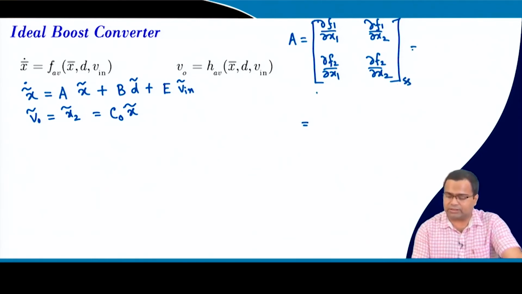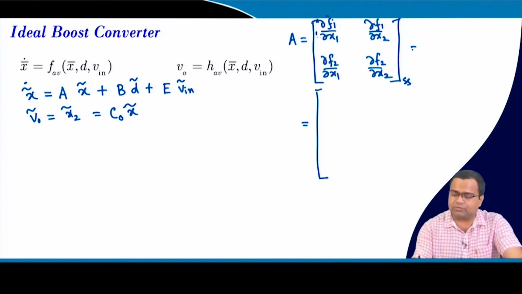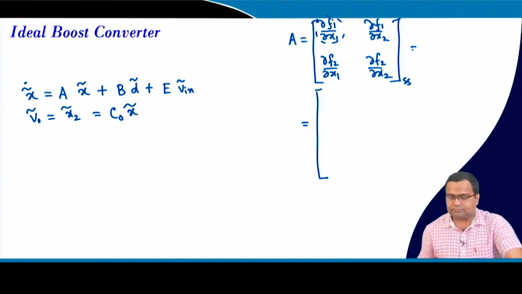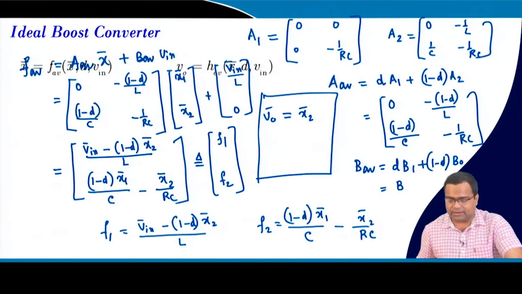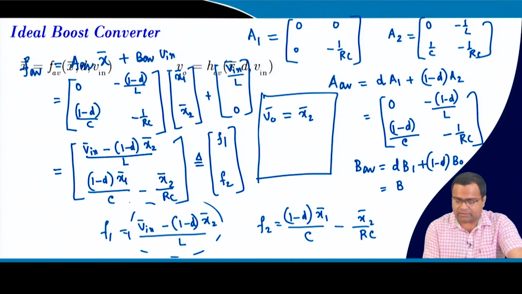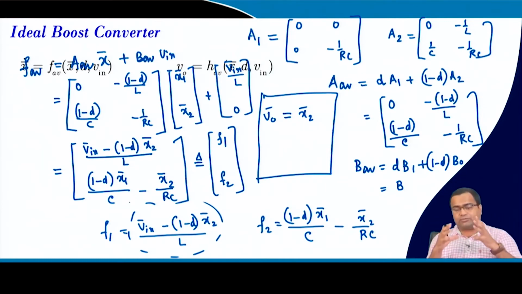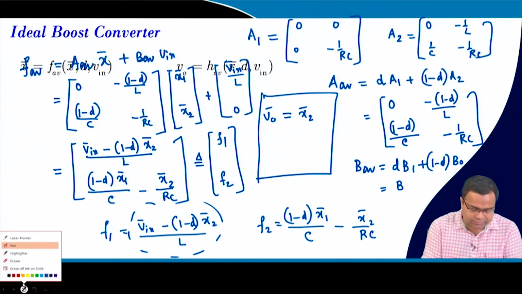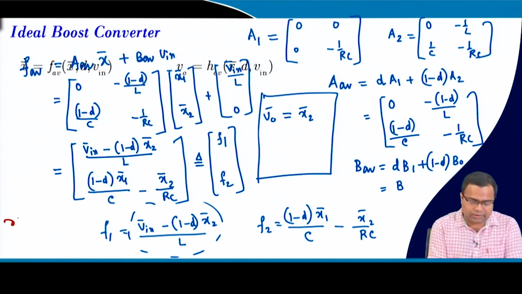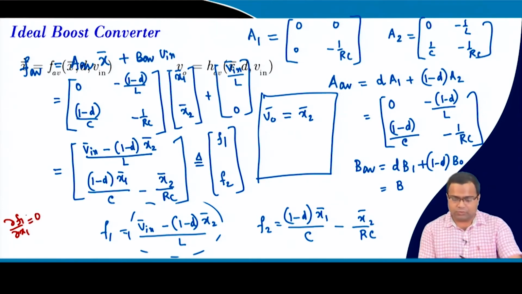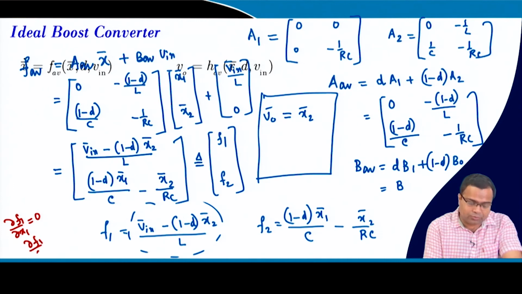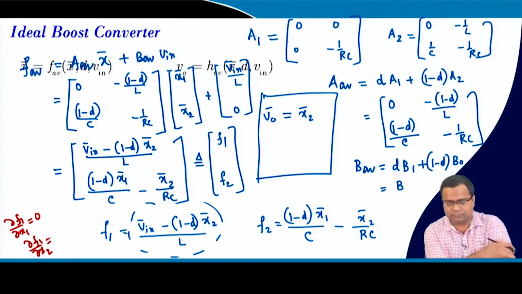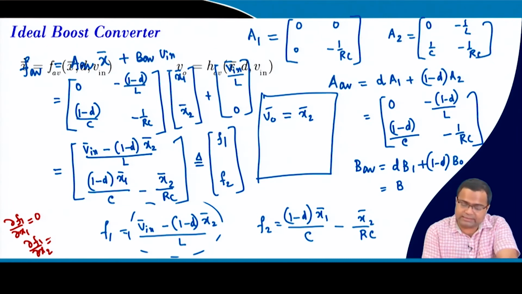Now, we want to find out what these are. Let us find out what this quantity is. If you go back, okay, what is my F1? You can say this is my F1. That means if I differentiate with respect to x1, it will be 0, right. So, my dou F1 dou x1 is simply 0. What is my dou F1 dou x2? Dou F1 dou x2 is simply minus 1 by L, correct.